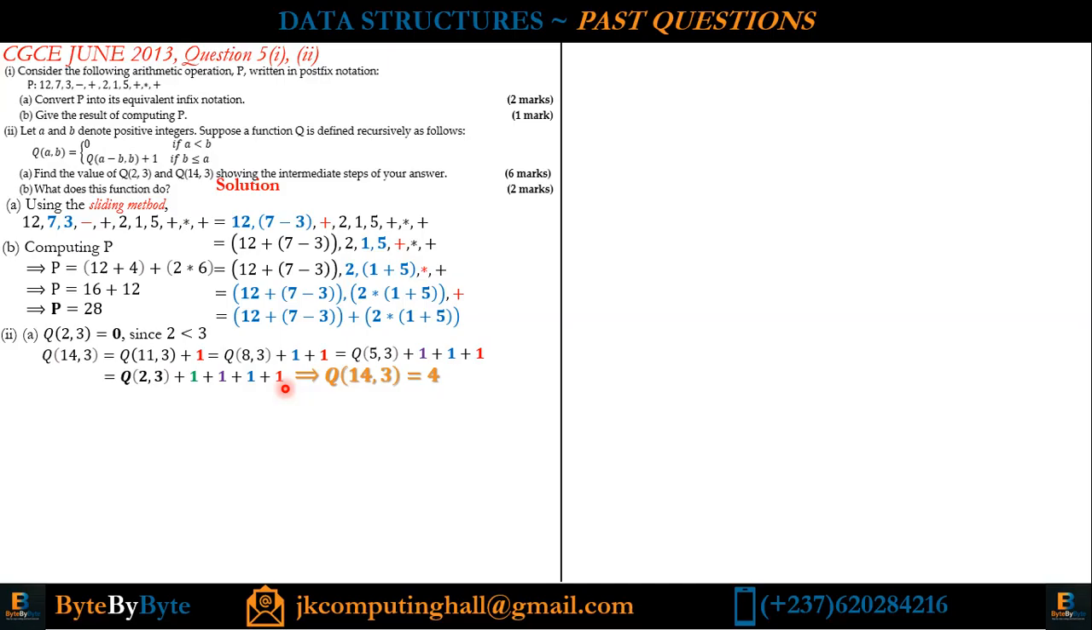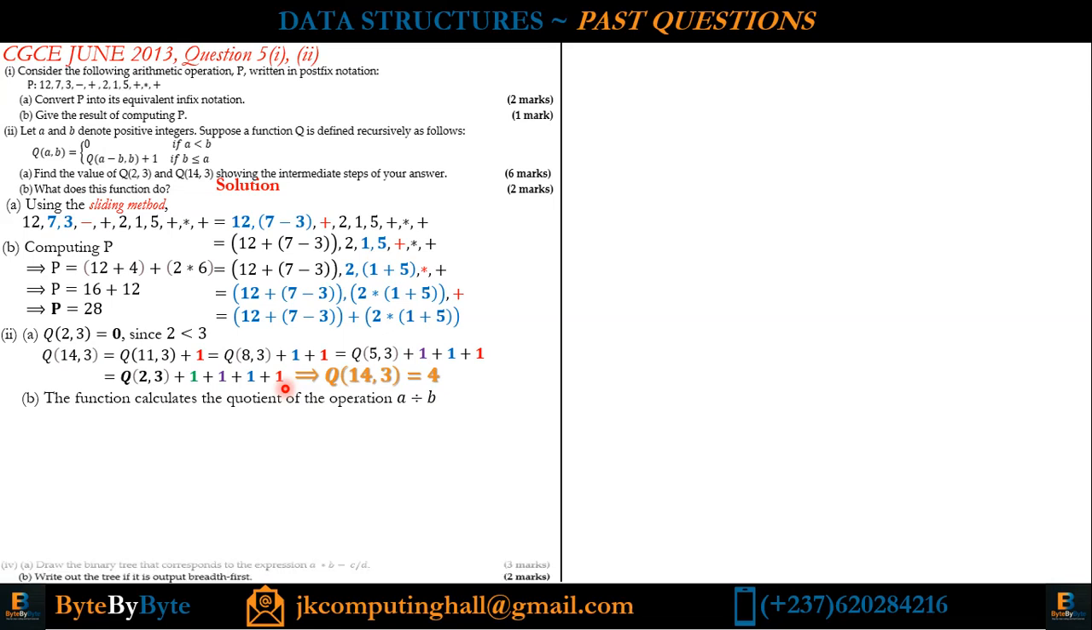But when we look keenly, we see that 2 divided by 3 is 0, remainder 2. And 14 divided by 3 is 4, remainder 2. And we see here that we are instead having the quotient from the division of A by B. That is why the function calculates the quotient of the equation A divided by B. That is what we have. So it does not return the result of A divided by B, but it returns the quotient.